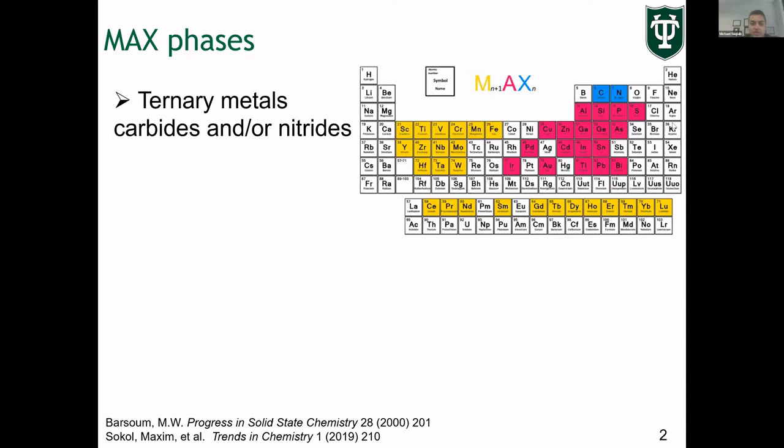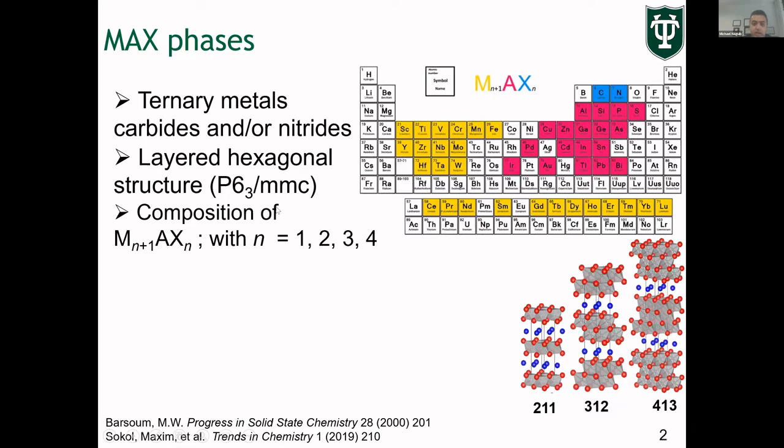MAX phases are ternary transition metal carbides or nitrides. M stands for early transition metals, any of those yellow highlighted in this periodic table. A is any of those red highlighted, mostly groups 13 and 14, but now it's growing. X is either carbon or nitrogen. They have a hexagonal layered structure, and the actual composition is M(n+1)AX(n). So if n equals 1, you have one slab of transition metal carbide, like what you see here at the bottom right picture.